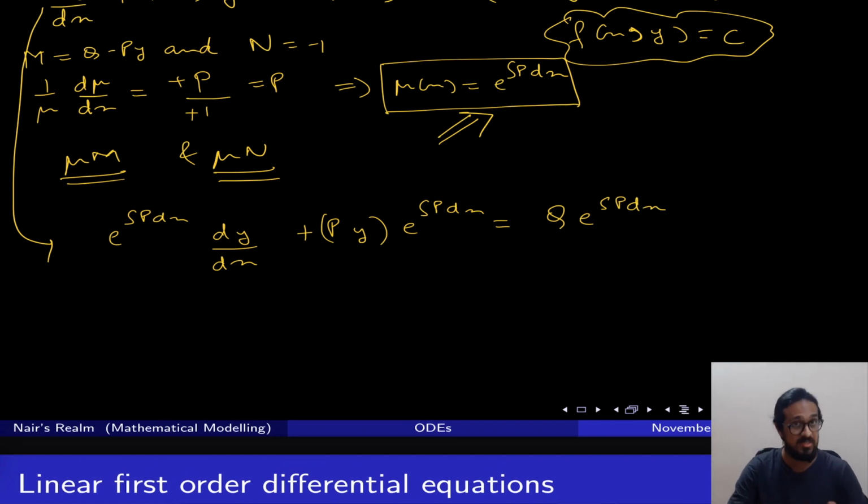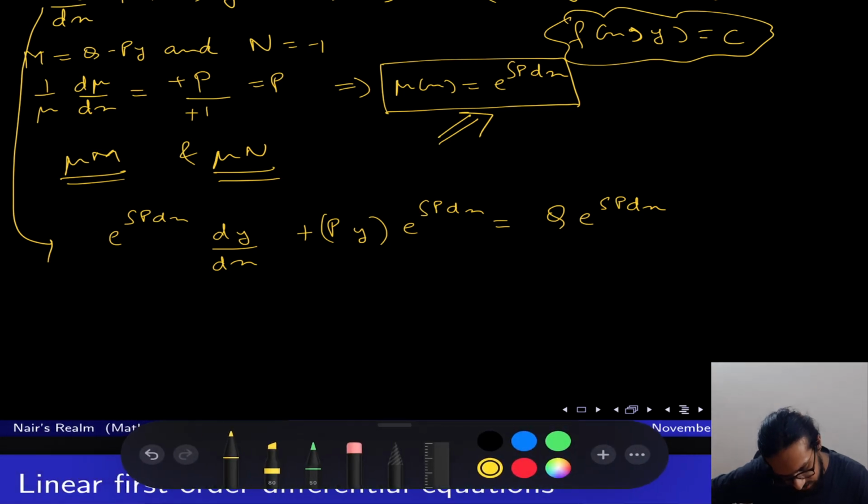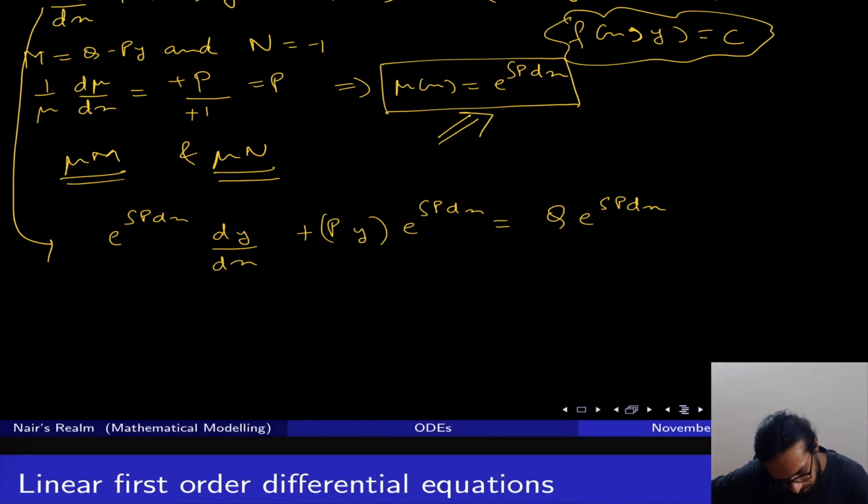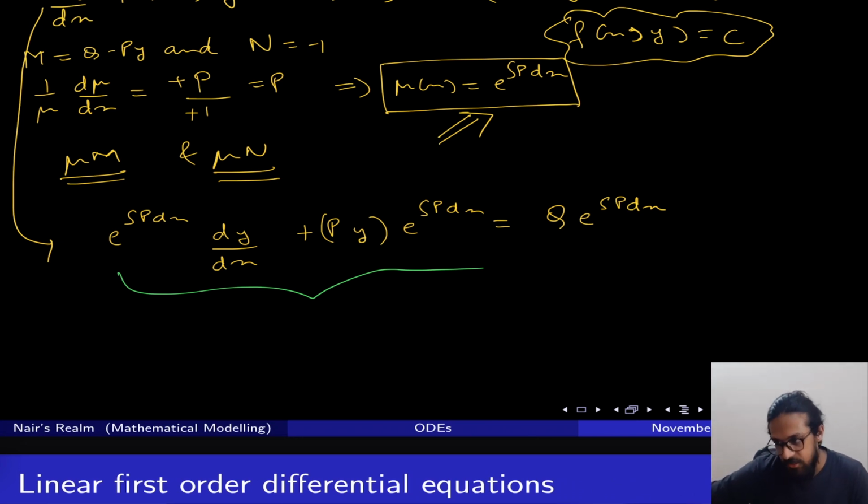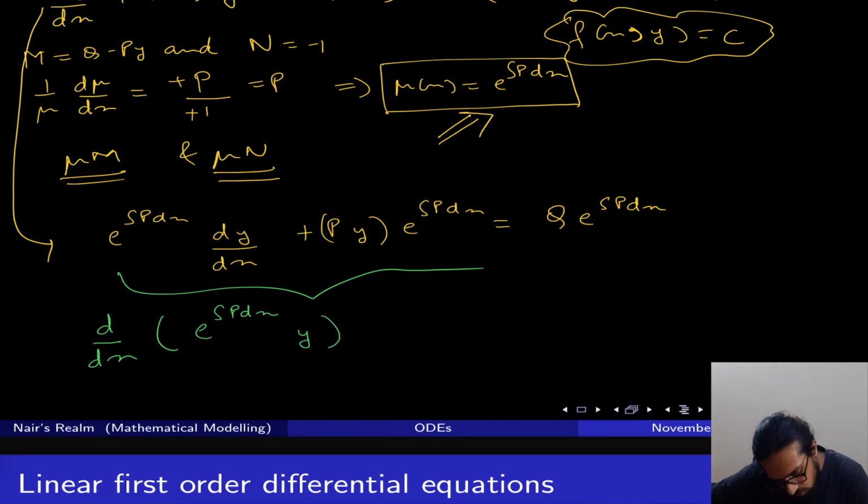We know that now this is an exact differential equation. So if you notice here, the first term is actually nothing but dou by dou x of e power integral p dx into y.